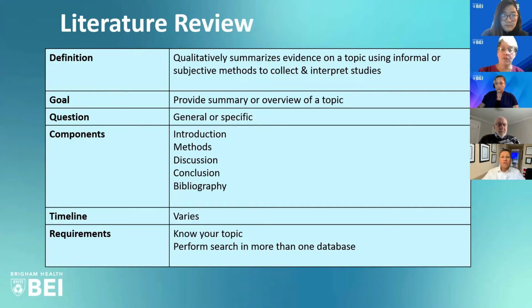You're going to provide a summary of the topic, of course, and it's going to depend on if it's a broad question or a specific question. You know, everything depends on what you want to examine. The components are listed there. The timeline will vary. And the most important thing is that you know your topic. And that's what I would like to emphasize over and over again, is that that study question is going to really dictate everything you do. You should know the databases that you want to use based on the topics that you've chosen and the question you've chosen. Next slide, please.